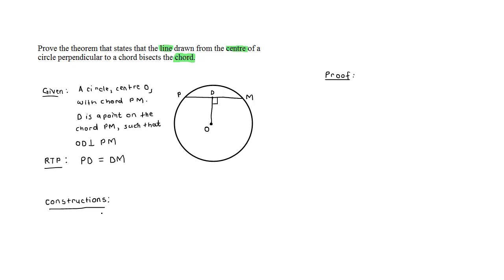So now we're going to go for our constructions. The only constructions that we really need to do are the constructions of radii. So constructions is going to be draw, or actually let's use the word join, so join OP and OM. After writing that down, you would go to your sketch and actually indicate it. So we are joining OP and OM.